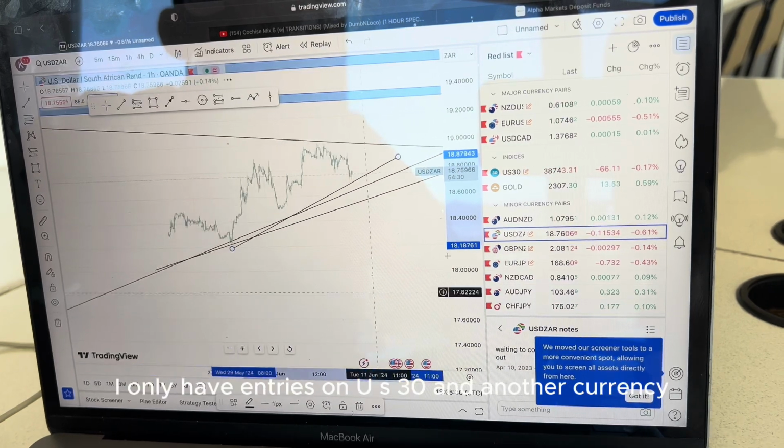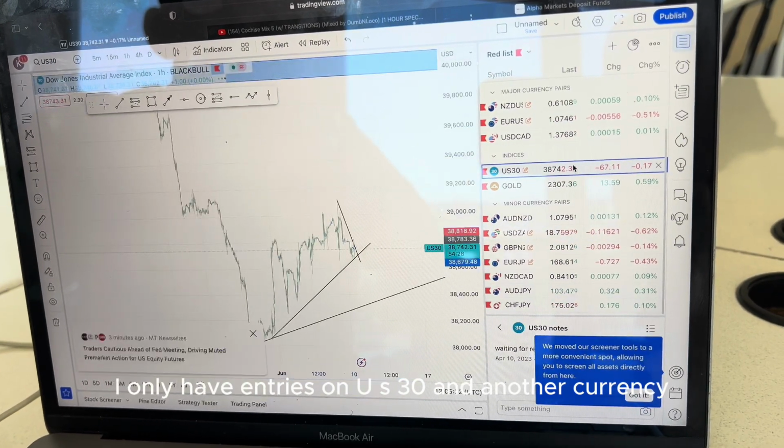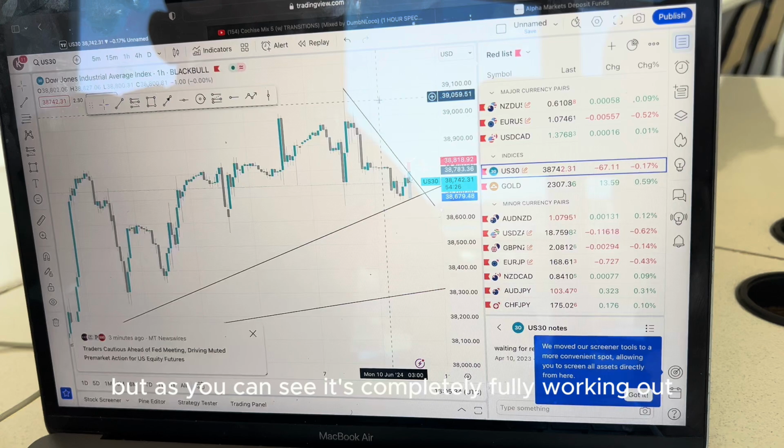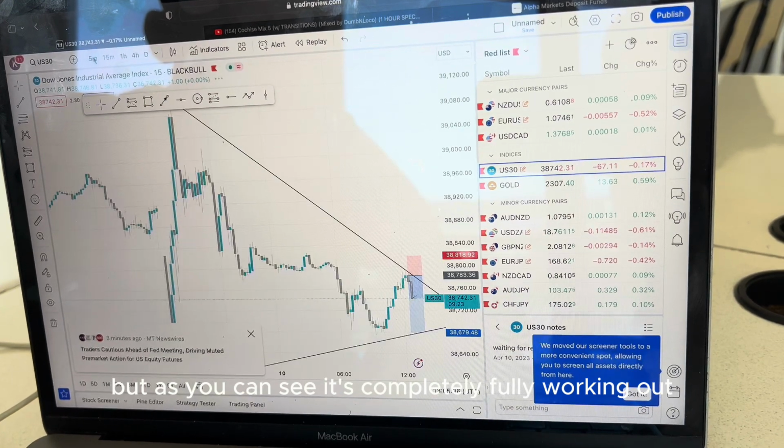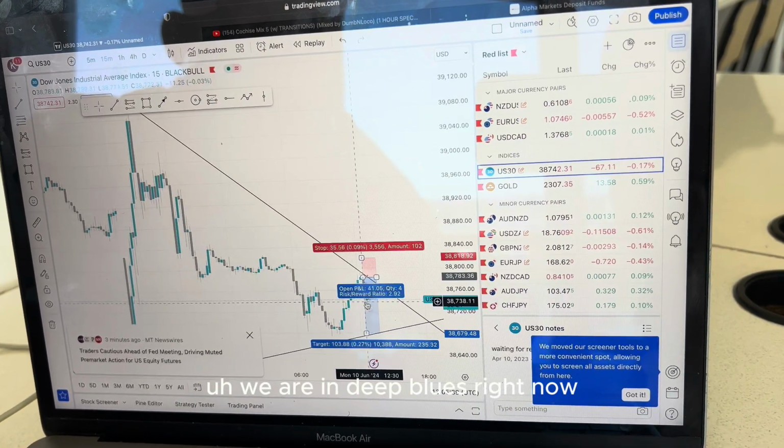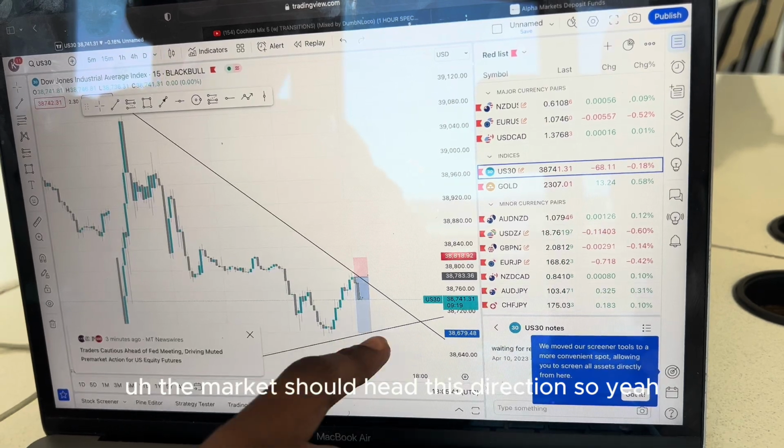I only have entries on US30 and another currency, but as you can see, it's completely working out. We are in deep blues right now. The market should head this direction.